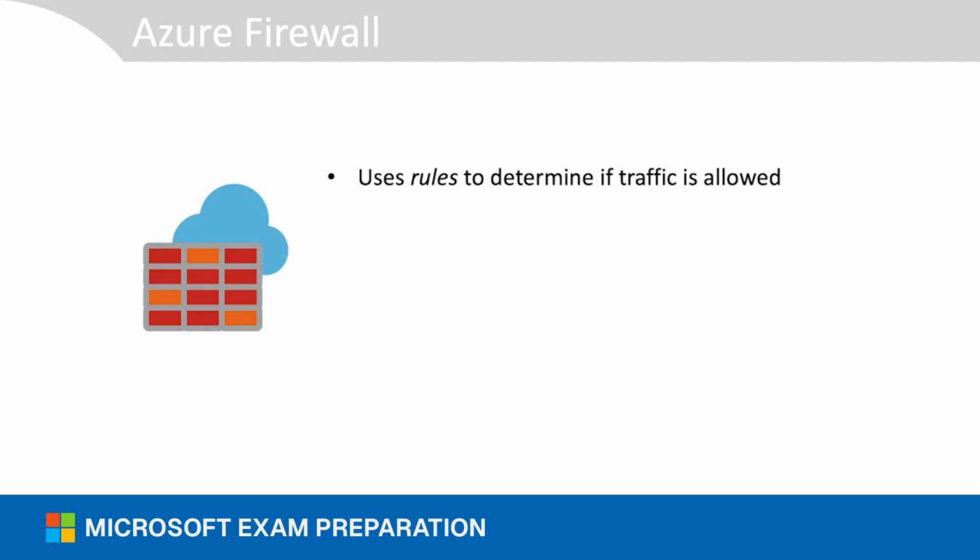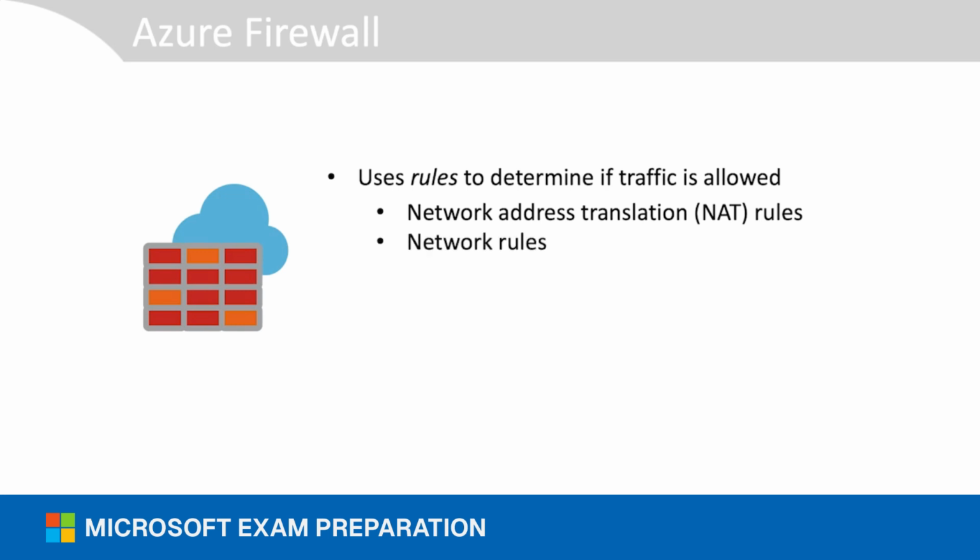There are three types of rules in Azure Firewall. Network Address Translation, or NAT rules, are rules that forward traffic from the firewall to another device on the network. NAT rules are always applied first. Network rules allow traffic on specific IP address ranges and ports, and that's the type of rule I'd likely use to allow people on my on-premises network to access my VM.